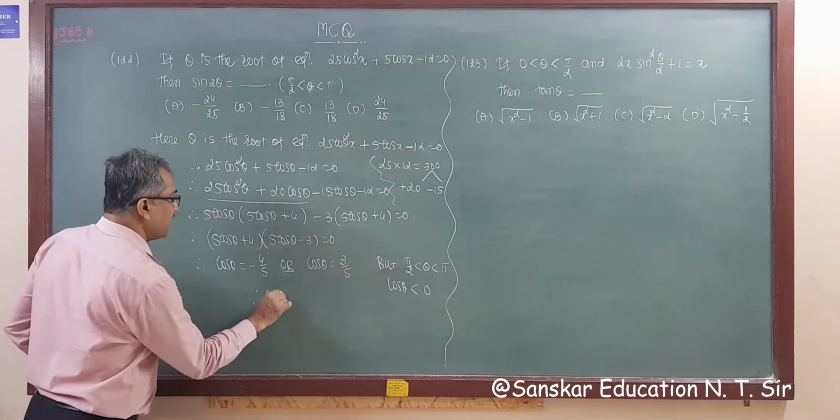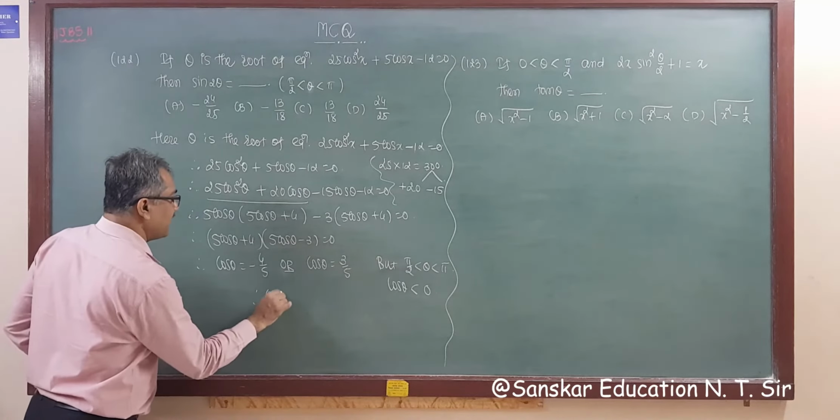So draw a right angle triangle. We write down this theta. Cos is 4, this is 5, so the remaining side is 3. So sine theta is 3 by 5. And pi by 2 less than theta less than pi, in second quadrant sine is positive, so we are taking the value of sine as plus 3 by 5.